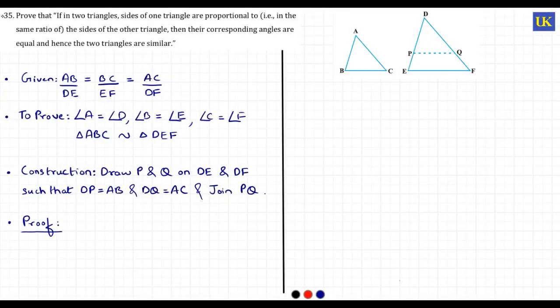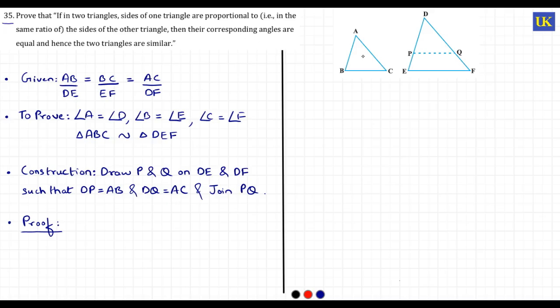Now here we will see question number 35, which is a theorem which we need to prove. And this theorem is: if in two triangles, ABC and DEF, which are given, we need to draw these triangles, sides of one triangle are proportional to the sides of the other triangle.